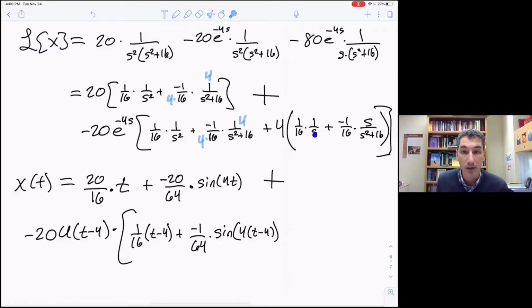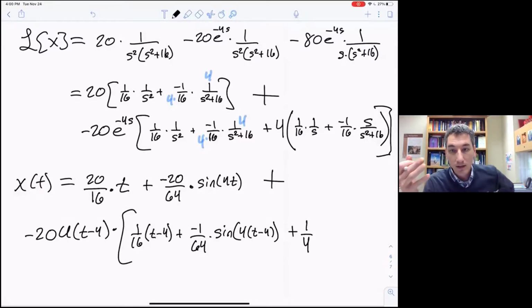And then 1 over s is the constant coming from the constant function. So it's just basically 1/4. And then you might wonder, well, how do you shift t to t minus 4? Well, there's no t's, so there's nothing to shift. If you shift a constant function, nothing happens. It just turns on at 4 seconds right here. So we've handled that term. And then this is the last one to handle. Although, ooh, this one's a little bit messy.